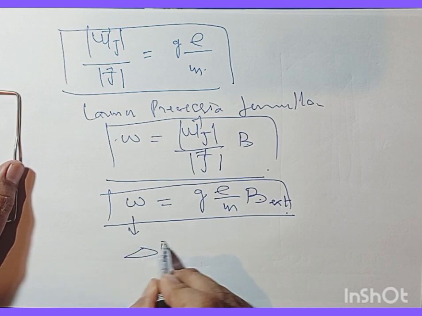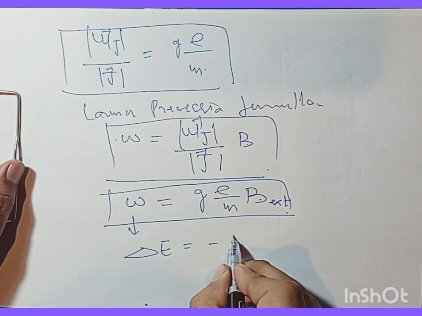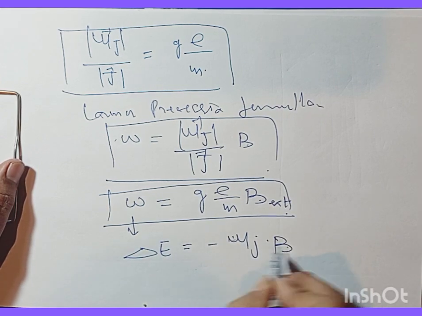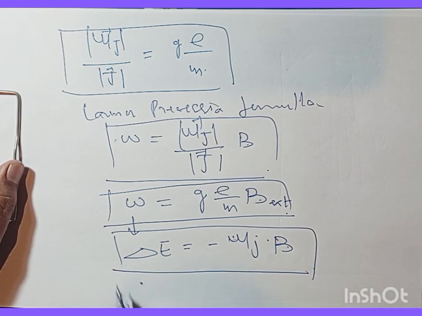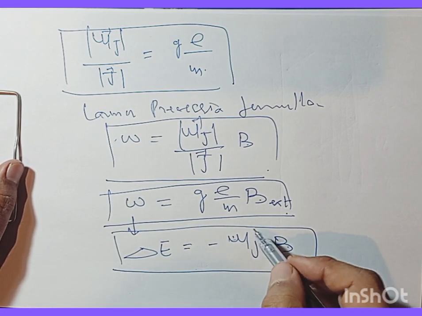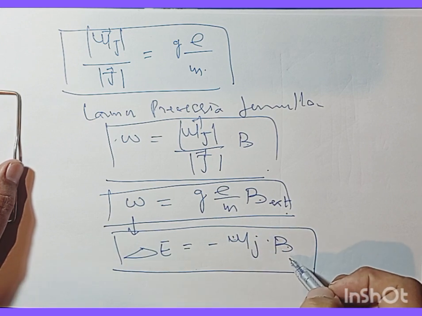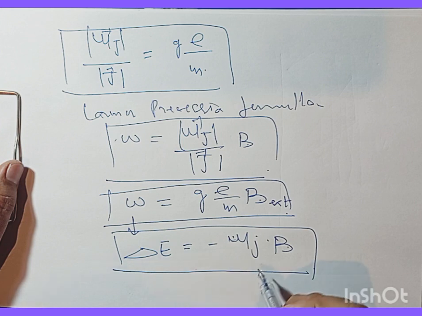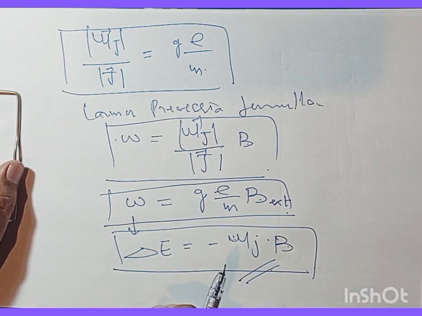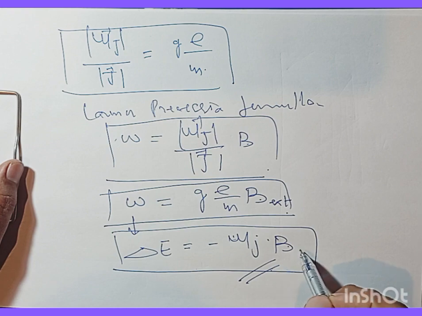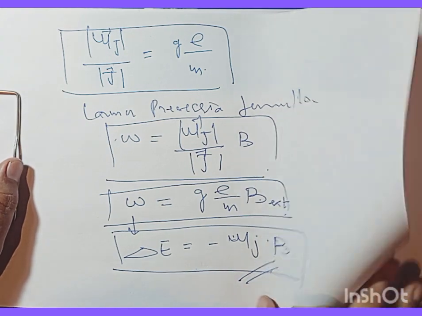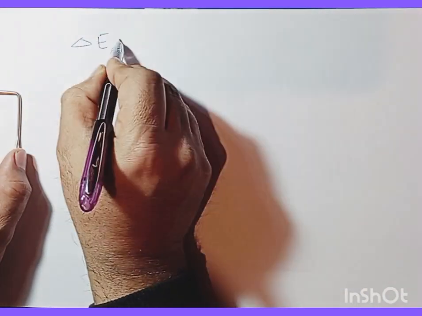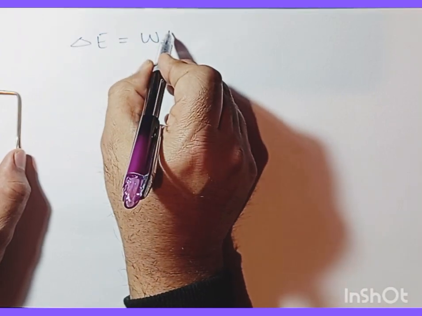The change in energy is the dot product of mu_J and B, where mu_J is the total magnetic moment and B is the external magnetic field that has been applied. We did the same thing in the case of the normal Zeeman effect, and the result comes out to be omega J_z. Let us write down that result here. So what will that be? This delta E is omega J_z.